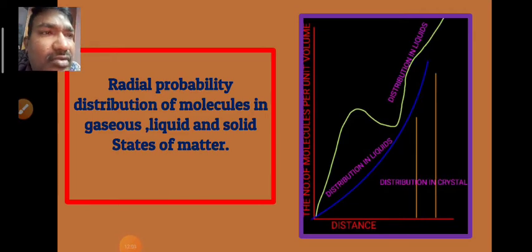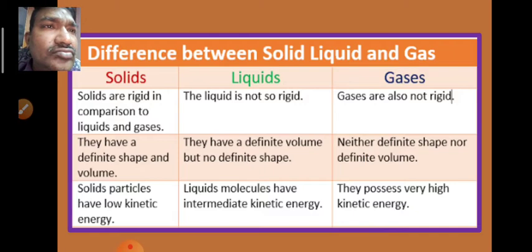Now we go for the differences between solid, liquid, and gaseous physical states. We know very well that solids are rigid in comparison to liquids and gases. That means solids have a rigid structure, so their structure does not change easily. Solids have a specific shape. Liquids don't have any rigid or specific shape, so they take the shape of the vessels in which they are kept. Gases actually don't have any particular shape.